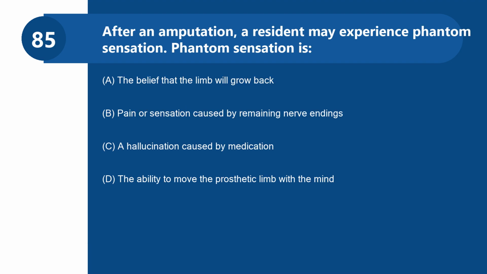Question 85. After an amputation, a resident may experience phantom sensation. Phantom sensation is option A, the belief that the limb will grow back. Option B, pain or sensation caused by remaining nerve endings. Option C, a hallucination caused by medication. Option D, the ability to move the prosthetic limb with the mind. The correct answer is option B, pain or sensation caused by remaining nerve endings.